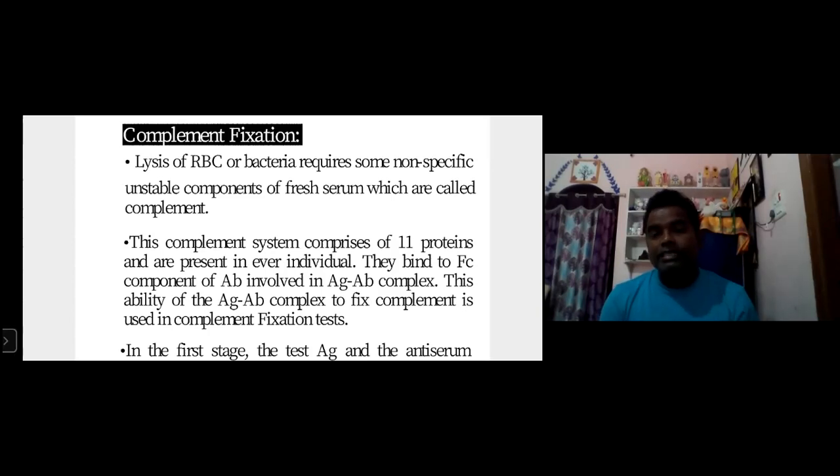The complement system comprises how many proteins? Eleven proteins are present in an individual. They bind to the fragment crystallizable, the Fc component of the antibody involved in antigen-antibody complexes. This ability of antigen-antibody complexes to fix complement is used in the complement fixation test.